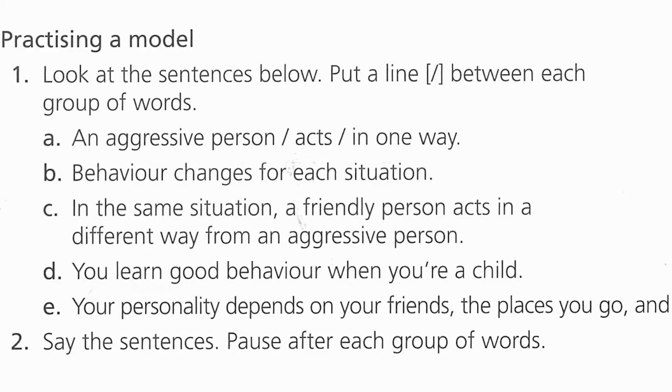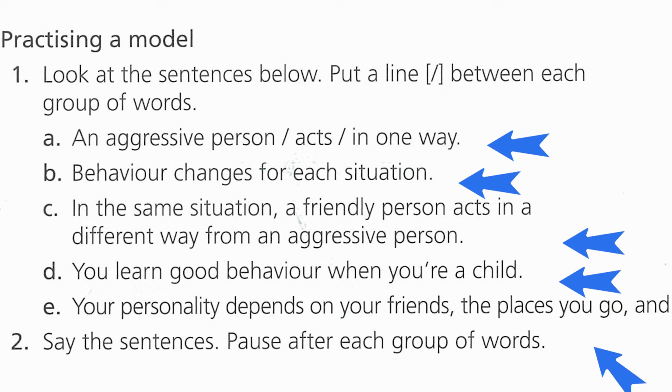about behavior. Number A, an aggressive person acts in one way. Number B, behavior changes for each situation. Number C, in the same situation, a friendly person acts in a different way from an aggressive person. Number D, you learn good behavior when you're a child. And number E, your personality depends on your friends, the places you go, and so on.